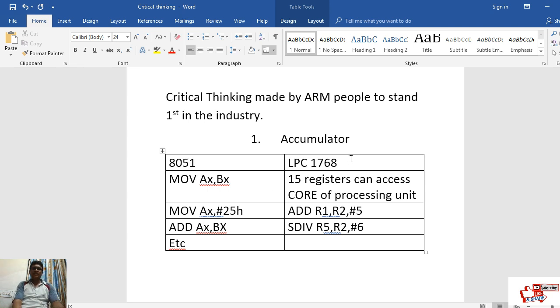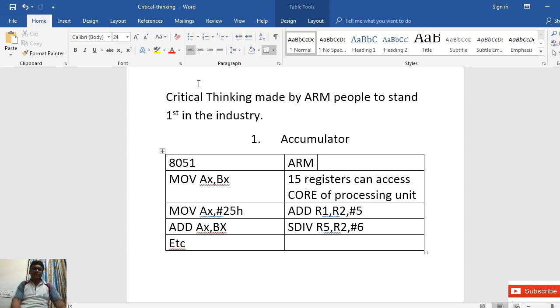So the ARM people saw these kinds of disadvantages. Sorry, this is an ARM. One example is the LPC176x. In every ARM, you will have some sets of registers. All these registers can talk with your processing unit. So instead of depending on only one accumulator register, here you have a bunch of registers. They can make a communication between the data and the processing unit.